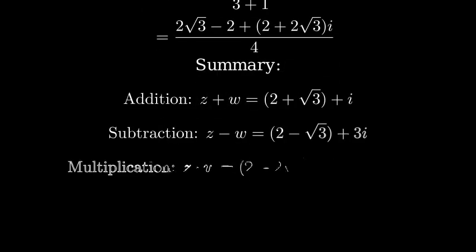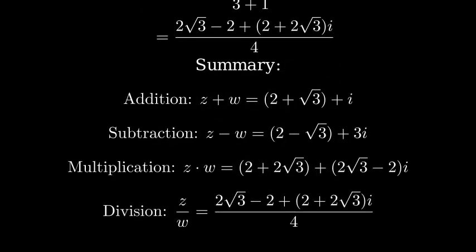And there you have it. We've covered all 4 basic operations with complex numbers: addition, subtraction, multiplication, and division. Remember to treat the real and imaginary parts separately for addition and subtraction, use the distributive property for multiplication, and use the complex conjugate for division.